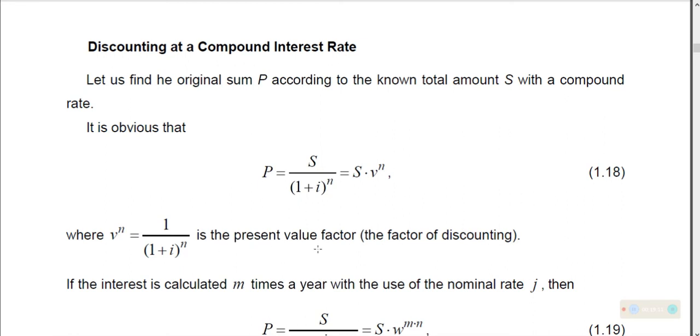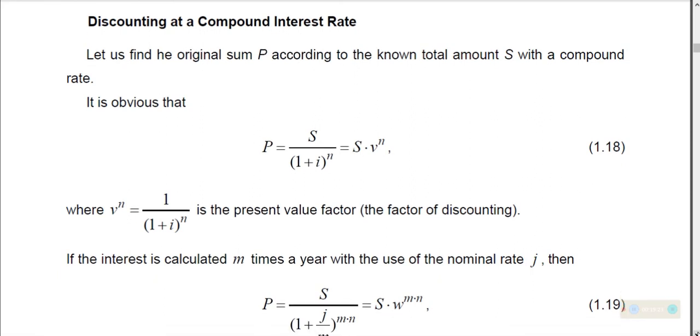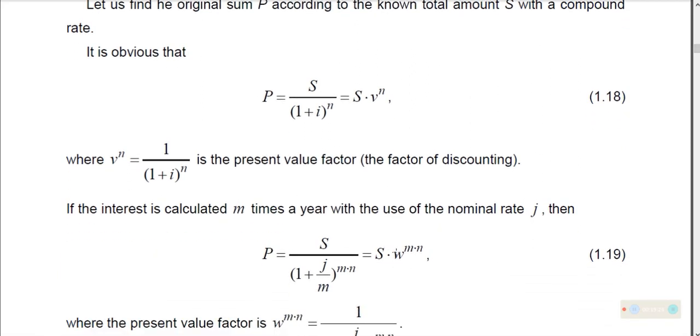Okay. So, it is the present value factor or the factor of discounting. Next, meron na naman tayong isa pang i-introduce. We have W. If the interest is calculated M times a year with the use of the nominal rate J, then P is equal to S over 1 plus J over M raised to the power of M times N. Again, we already introduced this formula.